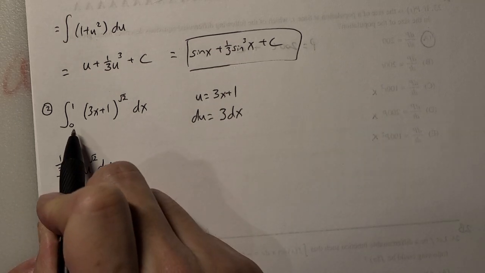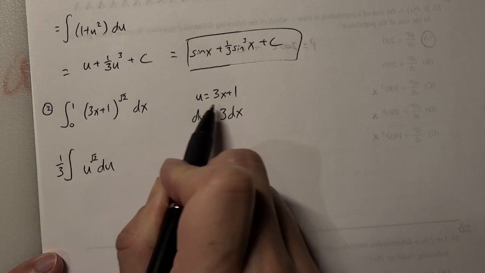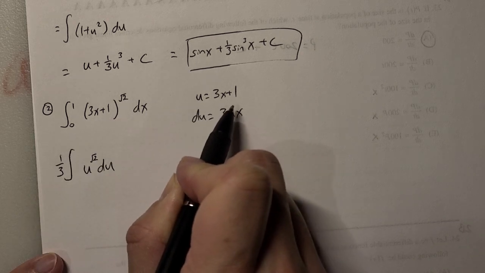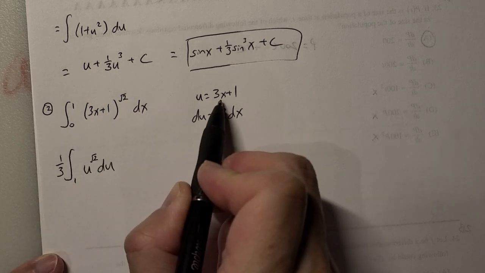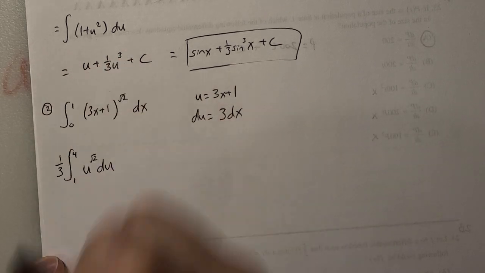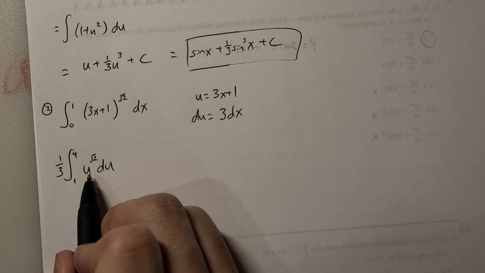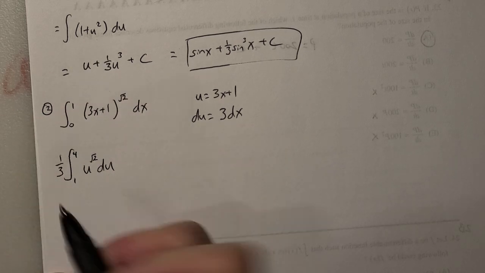Okay, now our limits. When x is 0, we plug into here. u is 3 times 0 plus 1, which is 1. When x is 1, u is 3 plus 1, which is 4. Okay, this is just a power, like up here. So we just use the power rule.